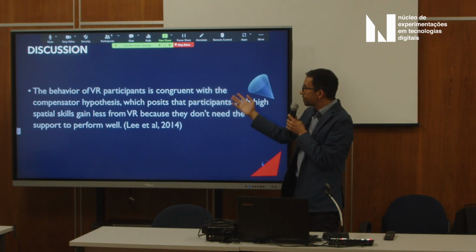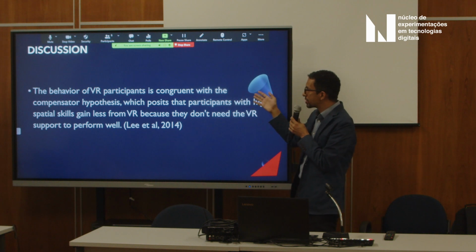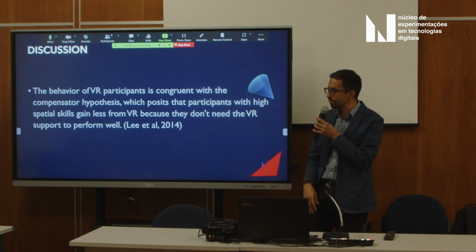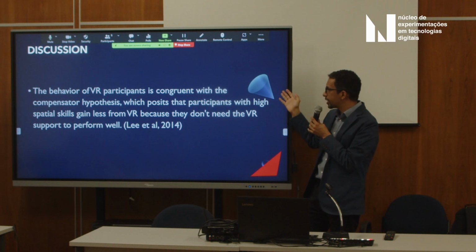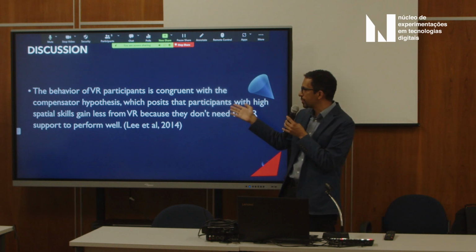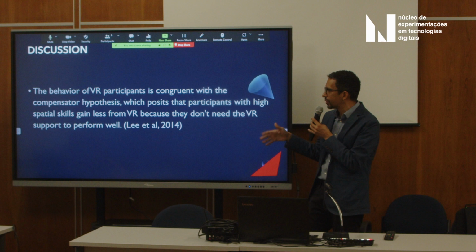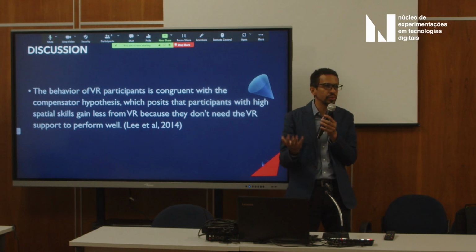So basically, we saw that the behavior of the VR participants is congruent to what we call the compensator hypothesis, which basically says that participants with high spatial skills gain less from VR because they don't need the VR support to do the tasks well.